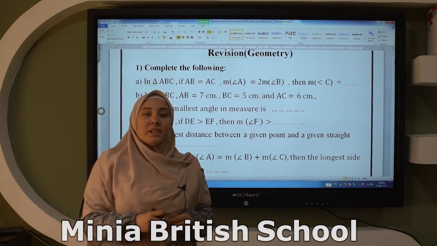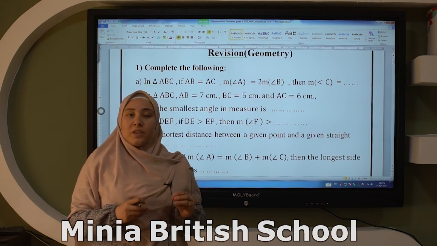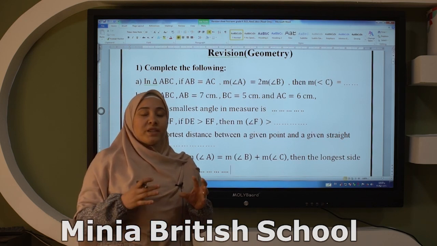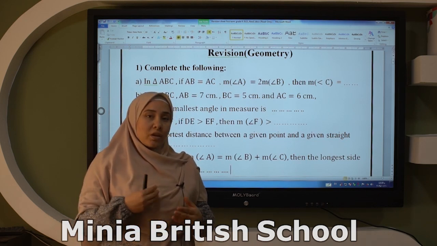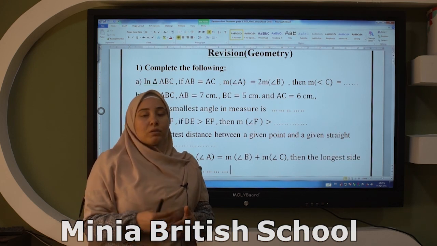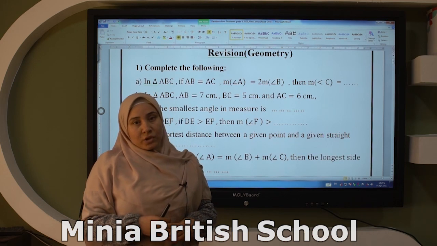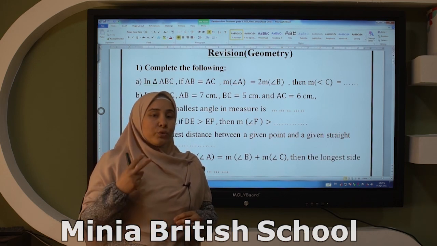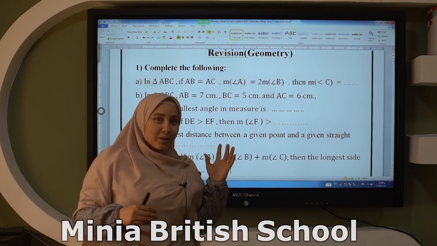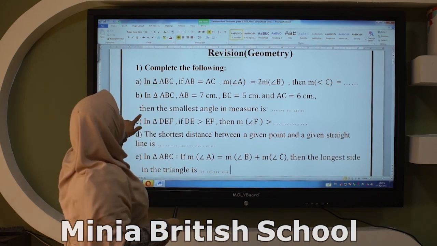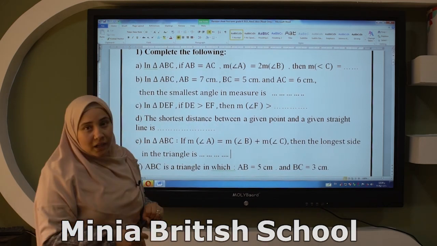The exam consists of 5 questions. The first one is the true or false question, which consists of 6 points, and the second one is the complete questions, which also consists of 6 points. Then you have 3 essay questions. Each one consists of 2 parts, A and B. Let's go. The first question here: complete the following.